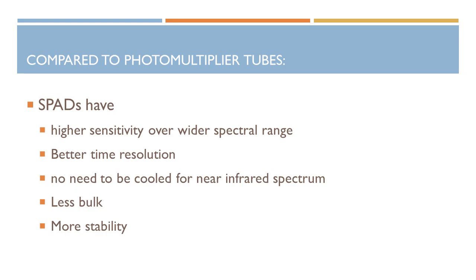One of the main motivations for using single-photon avalanche diodes when compared to photomultiplier tubes is because they have a wider spectral range of operation, especially nearing the infrared. Single-photon avalanche diodes also have better timing resolution. In terms of design, the single-photon avalanche diode does not need cooling when dealing with the infrared spectrum, while the photomultiplier tube will overheat unless cooled.